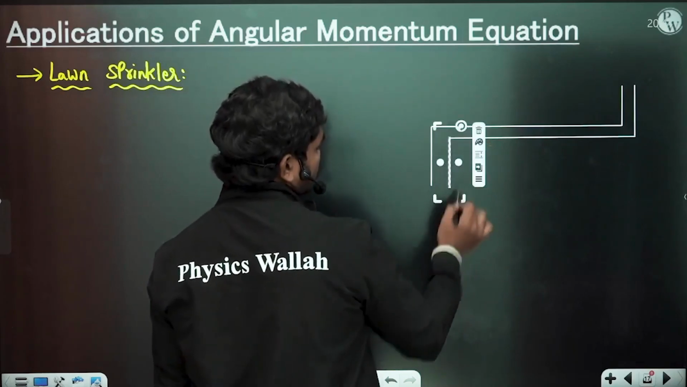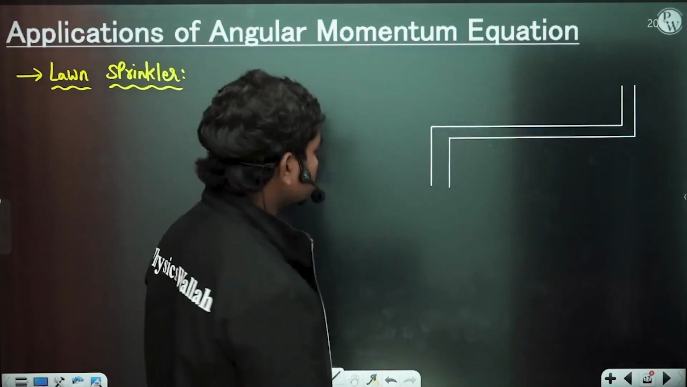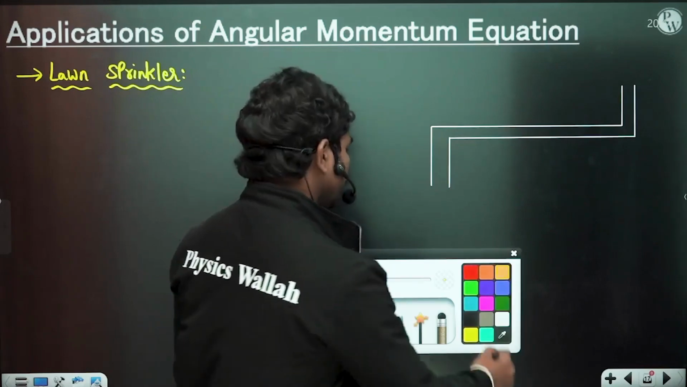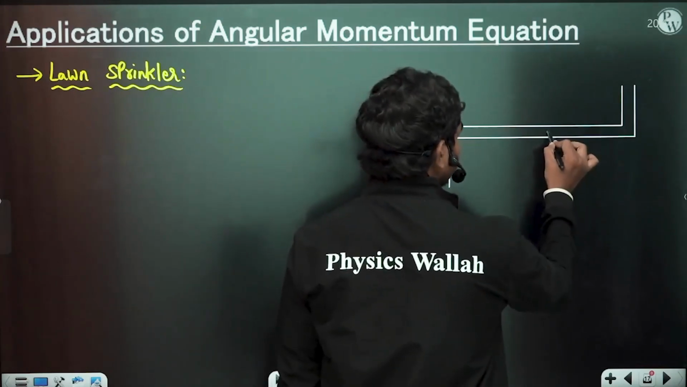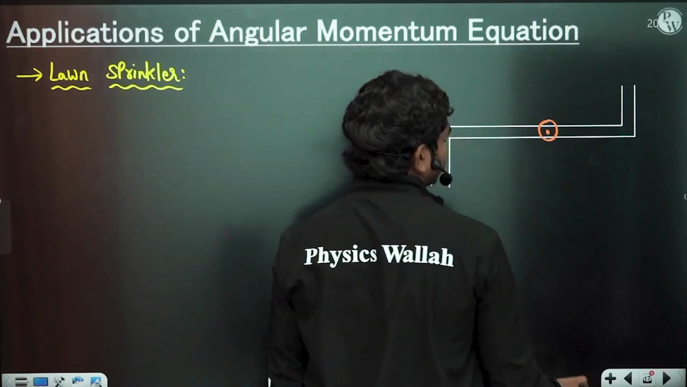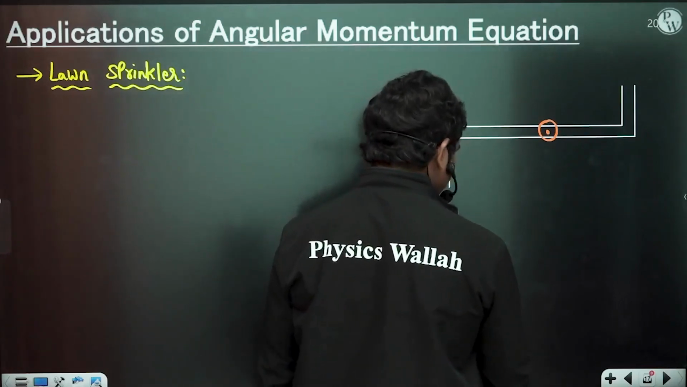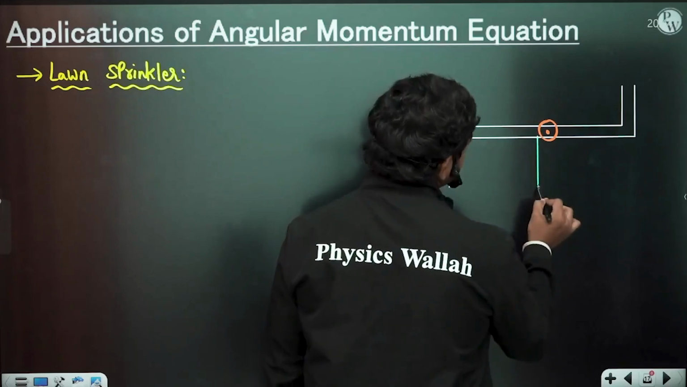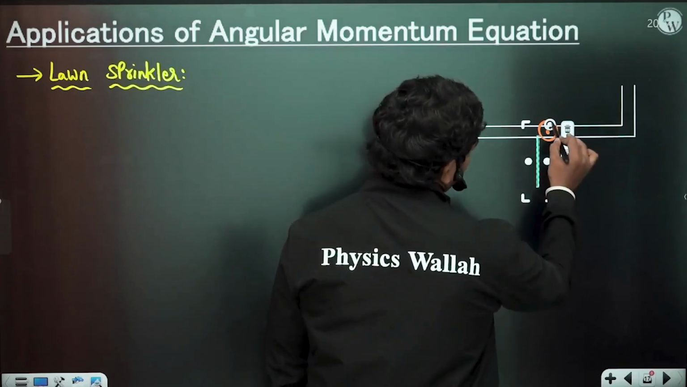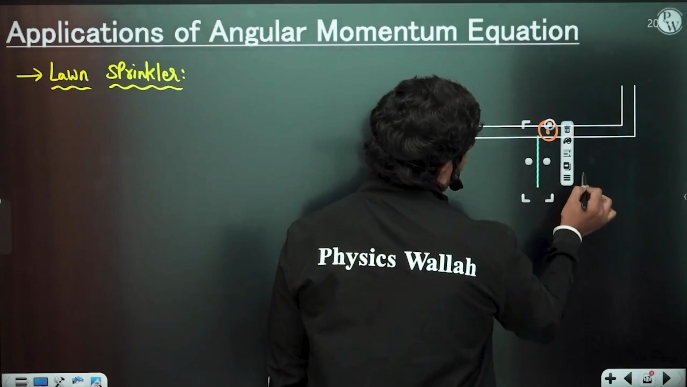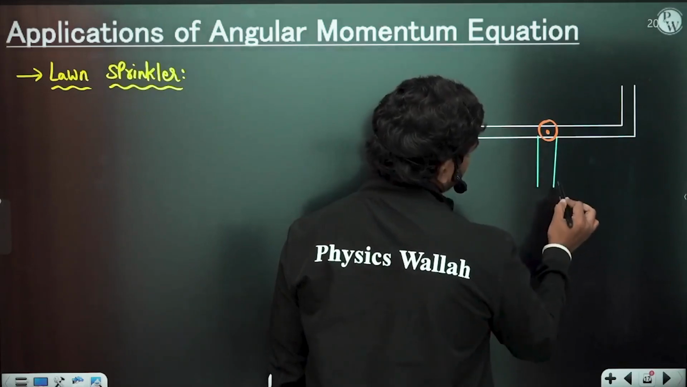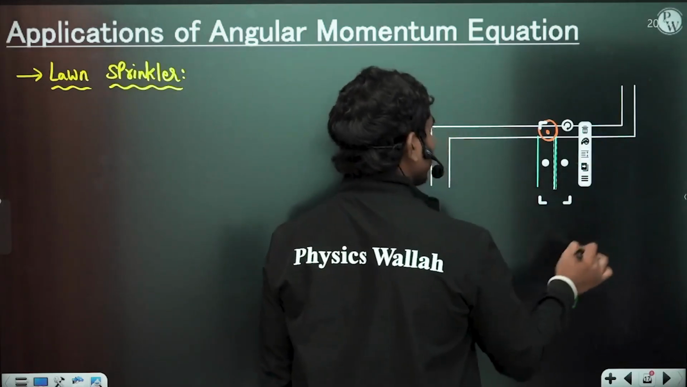So here, if you see this case, let us suppose this is the case. Let us suppose you have your pivot here, basically your sprinkler here, and let us suppose the entry is radial at this point. Let us suppose it is connected to some location, to some pipeline, for example.